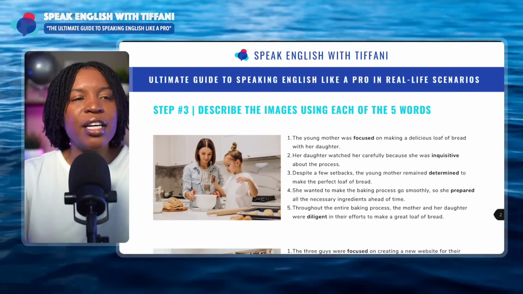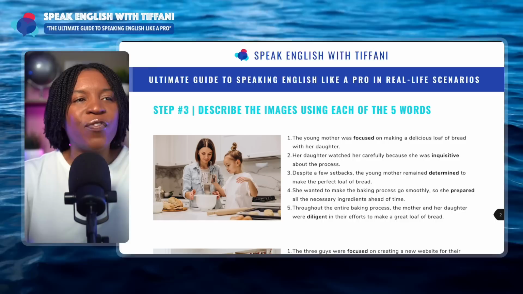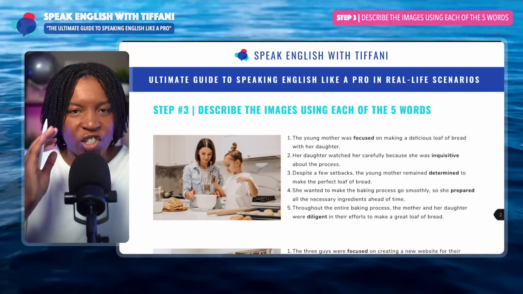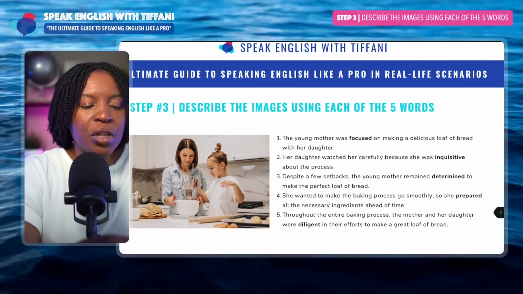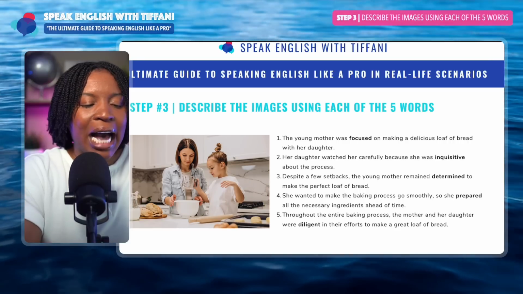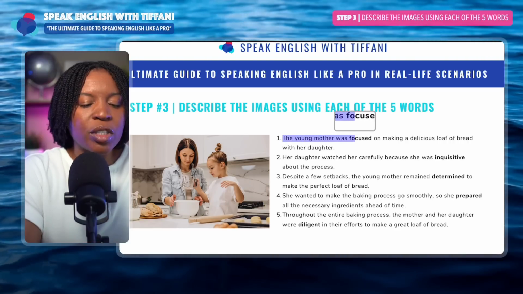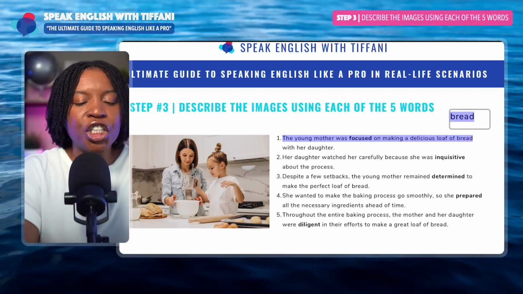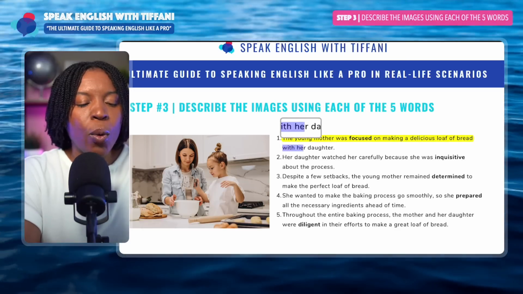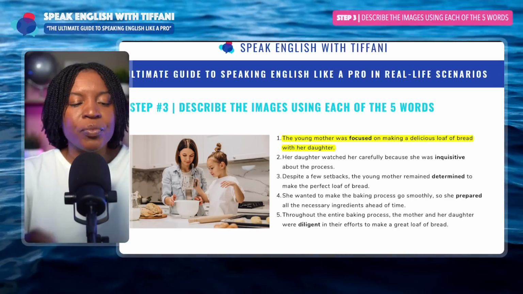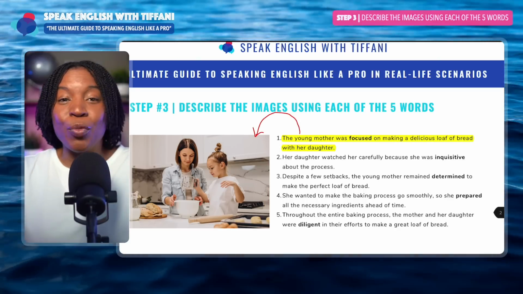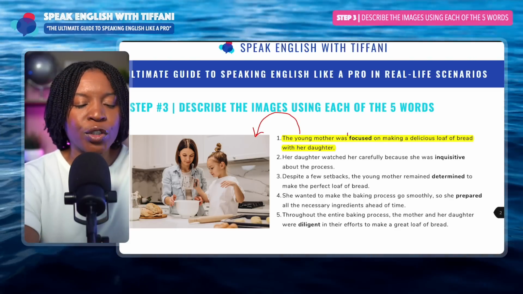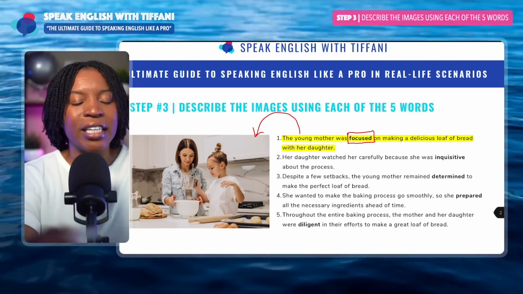All right, describing these pictures using the 5 words. Again, step 3. Here we go. So the young mother, let's highlight the sentence. The young mother was focused on making a delicious loaf of bread with her daughter. What did we do? We described the image and we used the very first word, focused.